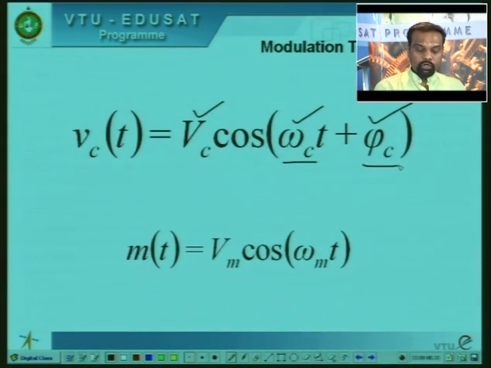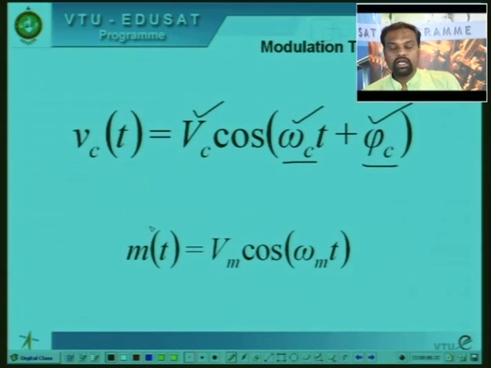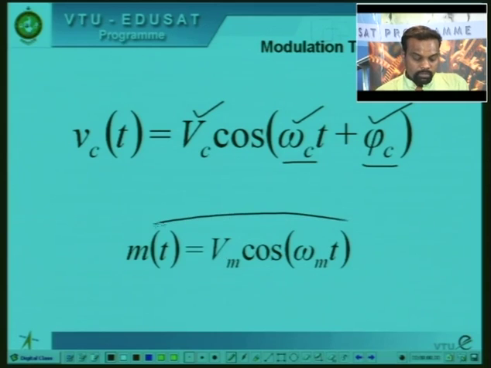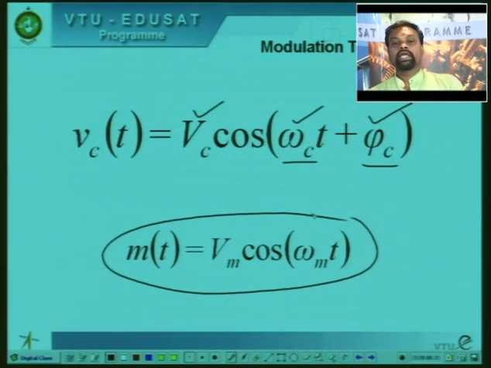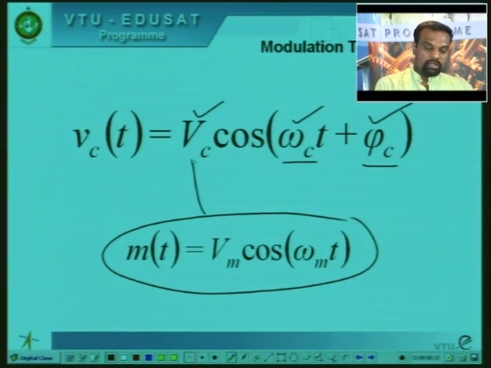Now if you take a modulating signal, which we are considering here to be a single sinusoidal or cos signal, that is Vm cos of omega mt, this modulating signal can change the amplitude of your carrier. If the modulating signal changes the amplitude of the carrier, we call that amplitude modulation.